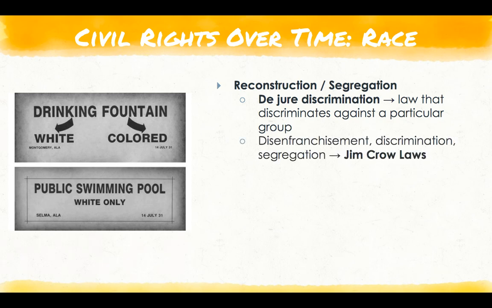So an example of this would be Jim Crow laws. Jim Crow laws sprung up in the South once federal troops withdrew after the Civil War. Ultimately, protections against people of color had been dismantled, and this de jure discrimination set in. So we see Jim Crow laws being put into place by local governments to disenfranchise or remove the right to vote from people of color, to put in discriminatory practices and segregation.